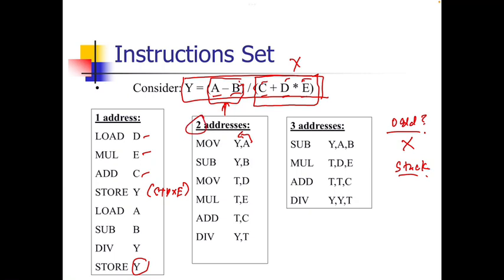And then when we have three addresses, what we can do, we just have Y, and then we subtract A minus B and put in Y. Then we multiply D and E, and then we add with C and put in T. Then we divide what we have, T and Y. So this is how we use three addresses.